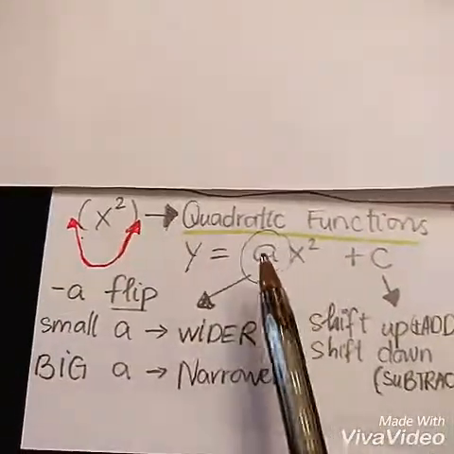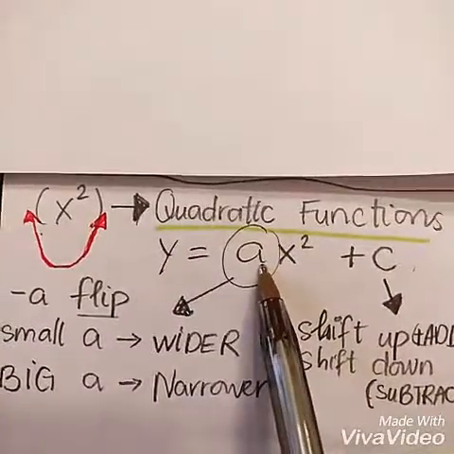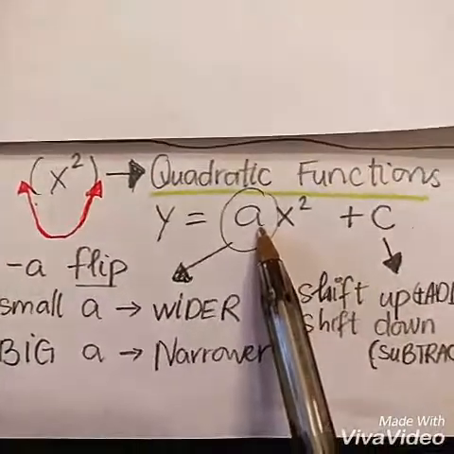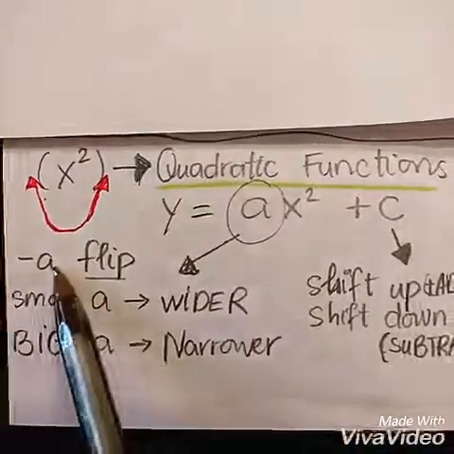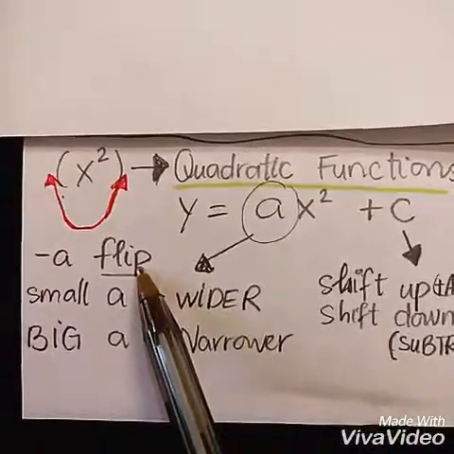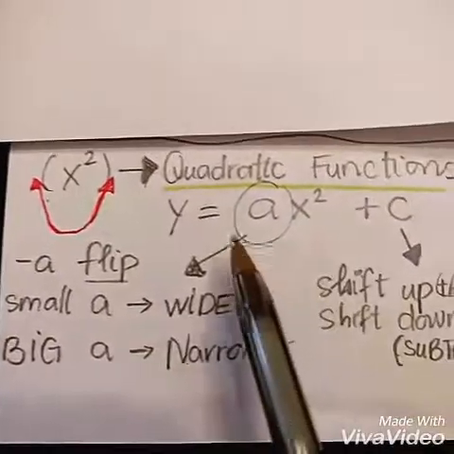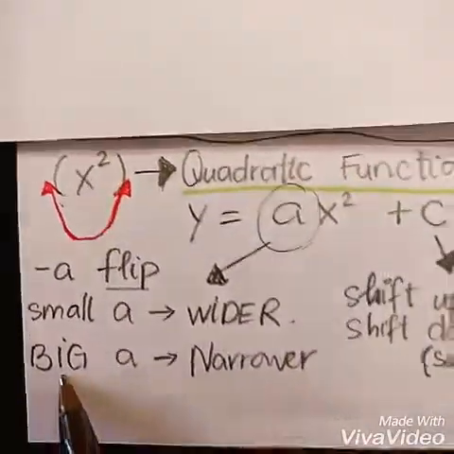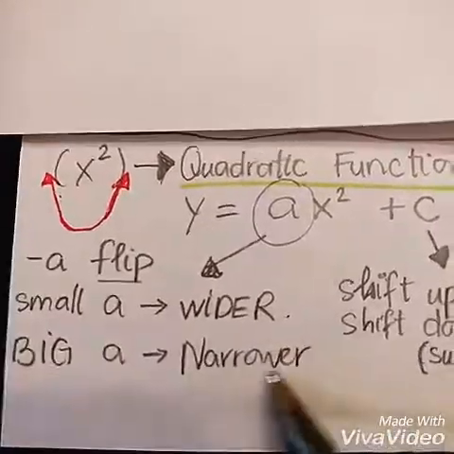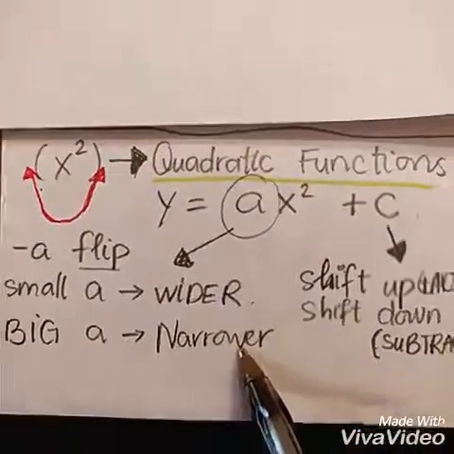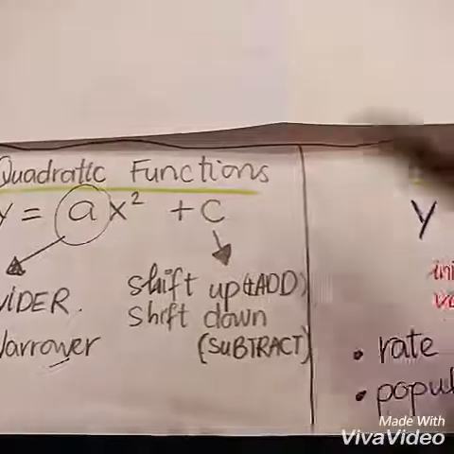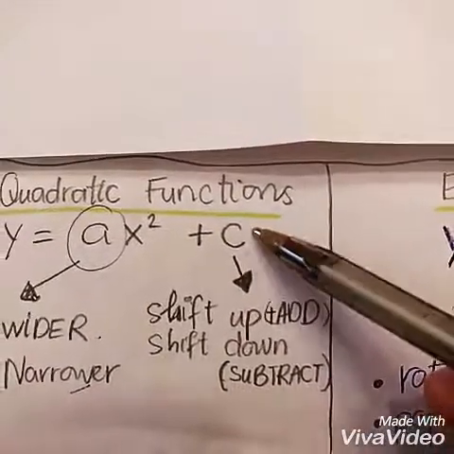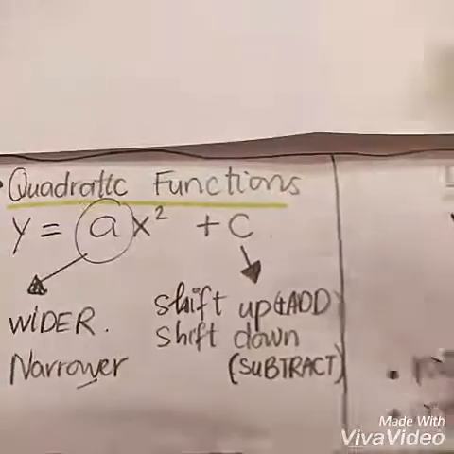Okay, so let's talk about the number in front of x squared. A right here can be any number. If your a is negative, then your graph flips over the x-axis. If your a is small, then your graph will look wider. If your a is big, your graph will look narrower or skinnier. C is any number that you add in at the end of your equation.